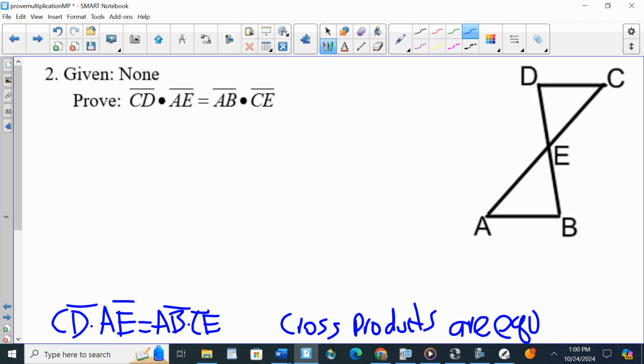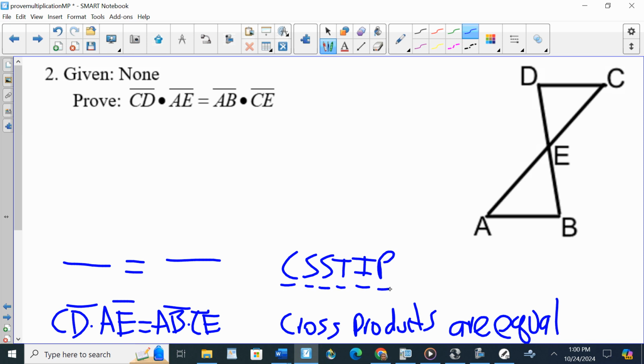Before the multiplication always comes a proportion. The reason for the proportion always is CSSTIP: corresponding sides of similar triangles are in proportion. To put it into the proportion, whatever's being multiplied should be diagonal from each other. So CD and AE should be diagonal from each other, and AB and CE should be diagonal from each other.